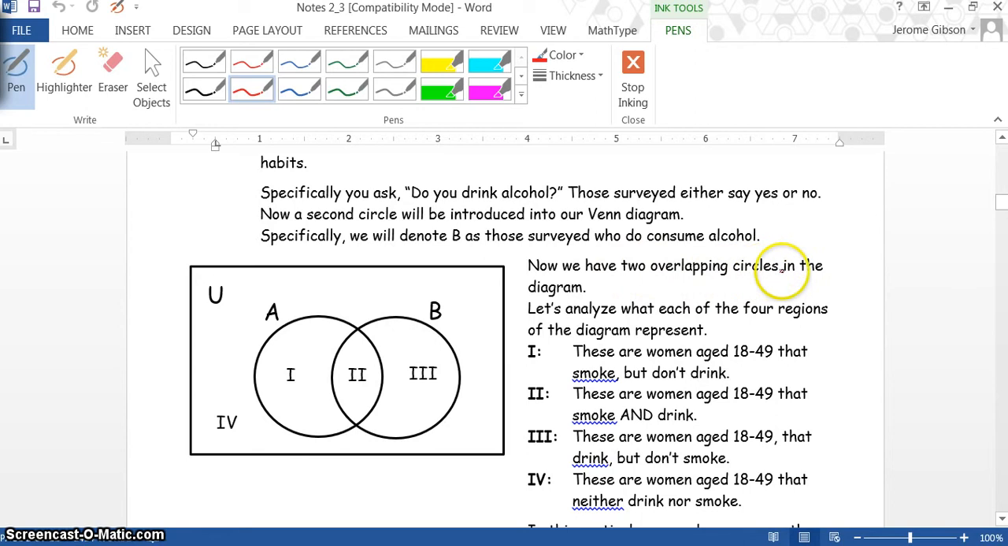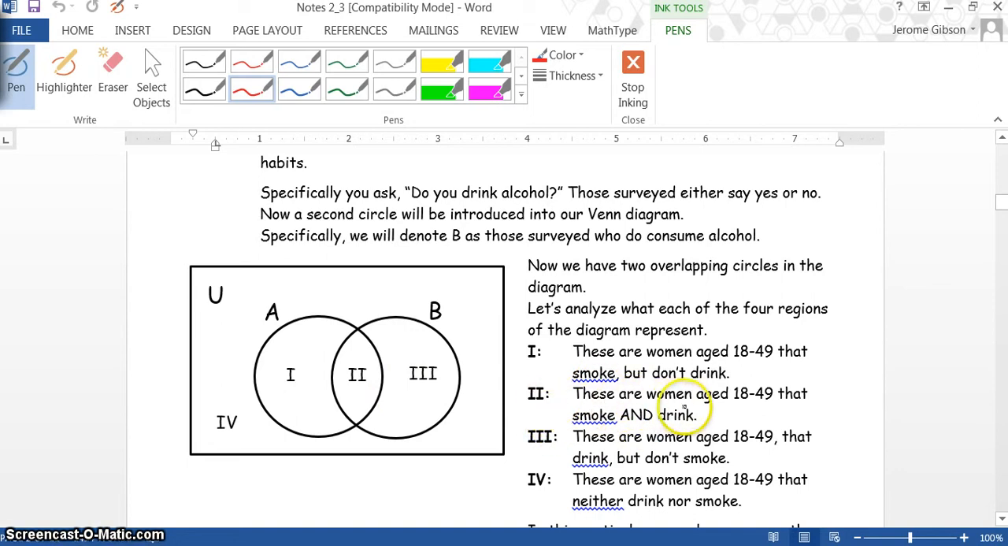Now we have two overlapping circles in the diagram. Let's analyze what each of the four regions of the diagram represent. Region 1. These are women aged 18 to 49 that smoke but don't drink. As you see here, there's no overlap with Region 1.